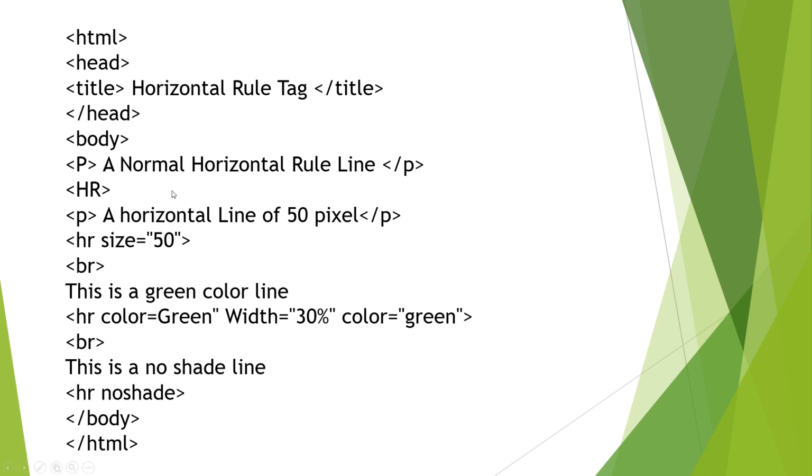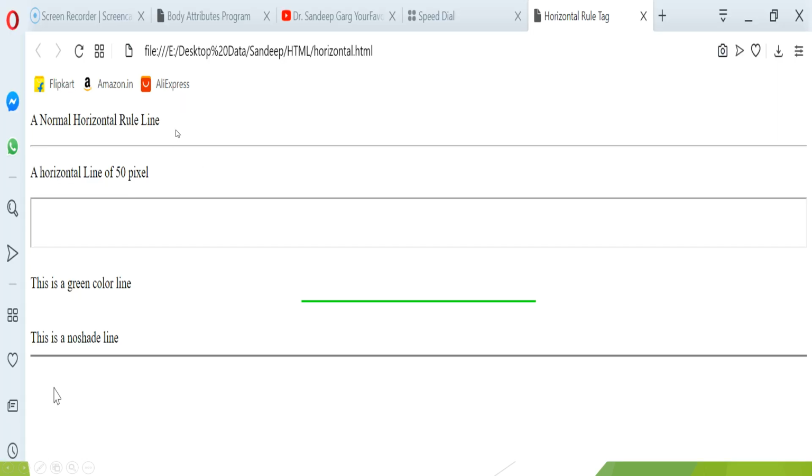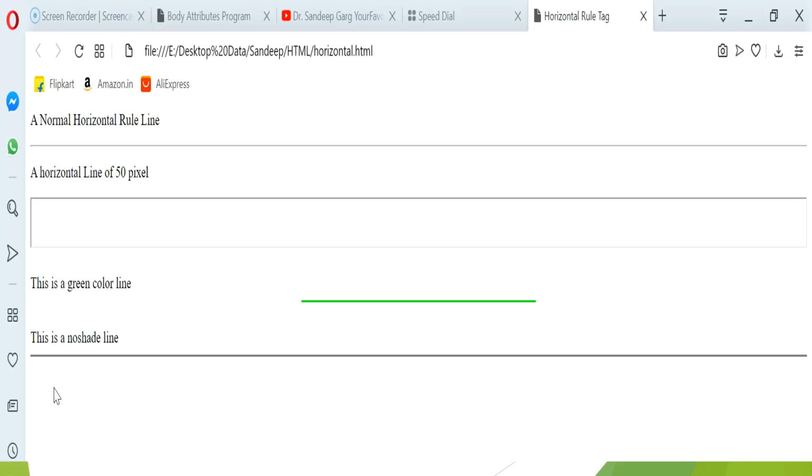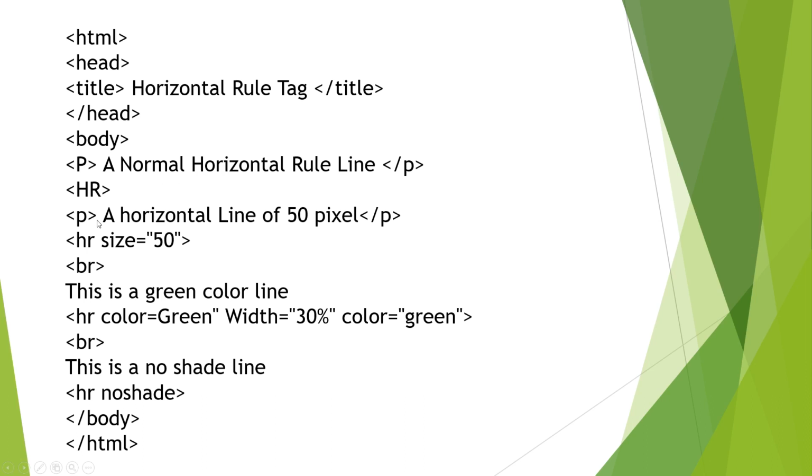Title we have given is horizontal rule tag. In that paragraph I have written a normal horizontal rule line. Now see the output again. This is a basic structure, a horizontal rule line. Afterward I have written HR. HR will present a straight line. So a straight line came just after the normal horizontal rule line. HR draws a straight line.